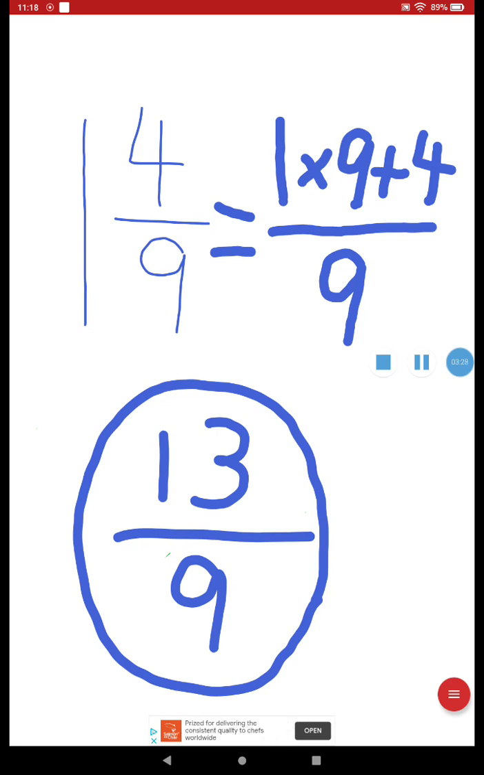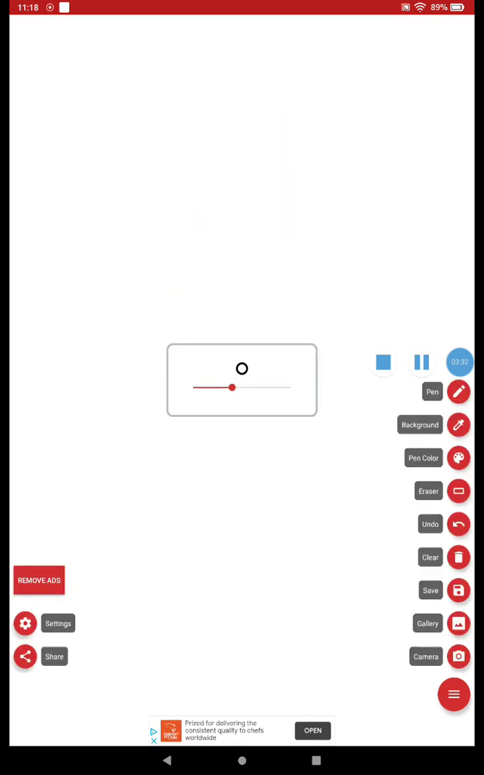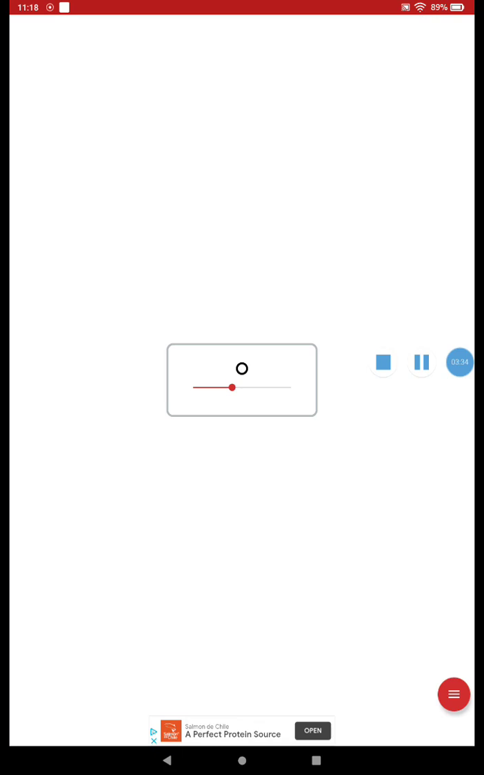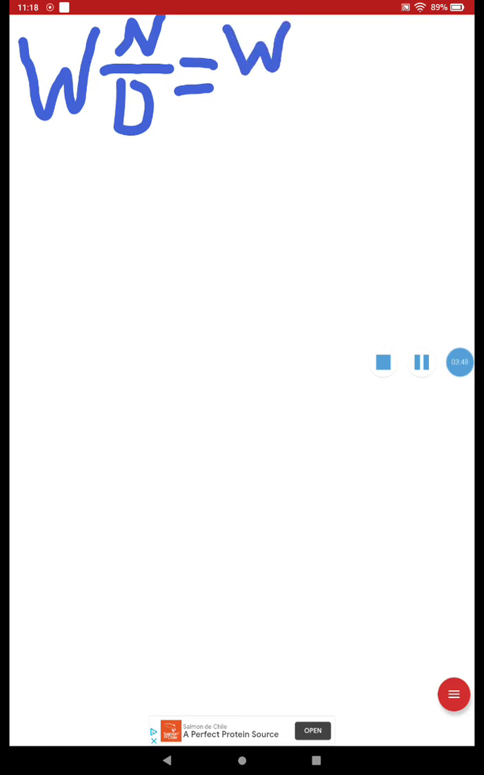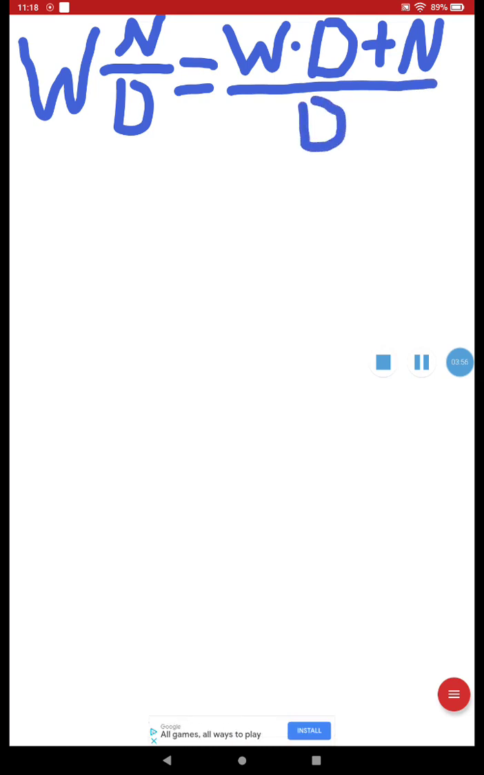That would be a huge bellyache. All right, let's take a look at it one more time. At the top, I'm going to rewrite that diagram I showed you. Whole number, numerator, denominator, equals whole number multiplied by your denominator plus your numerator over your denominator.